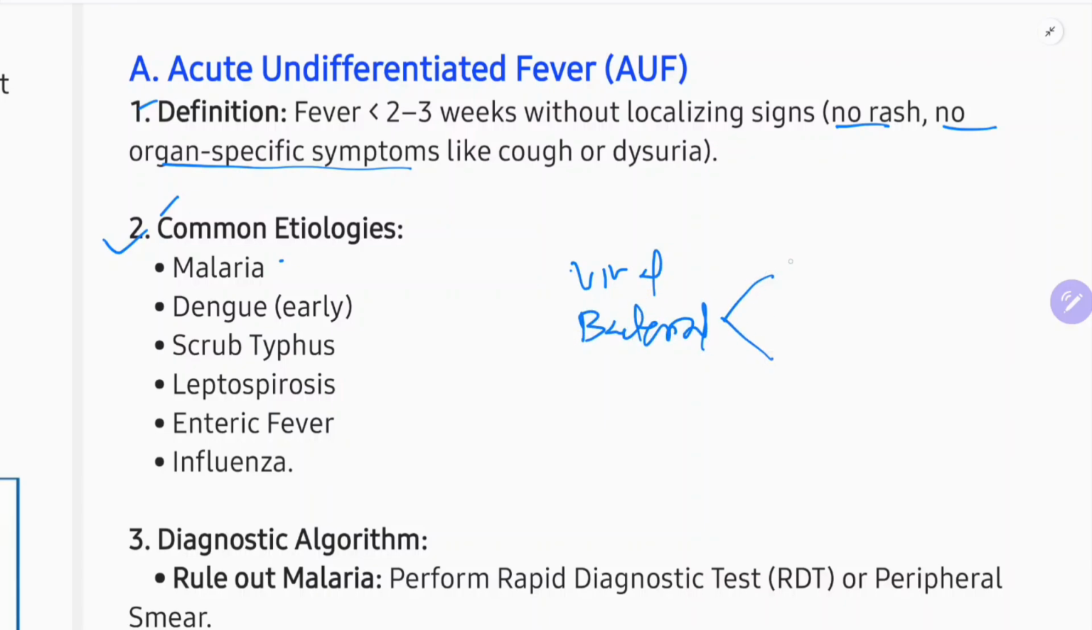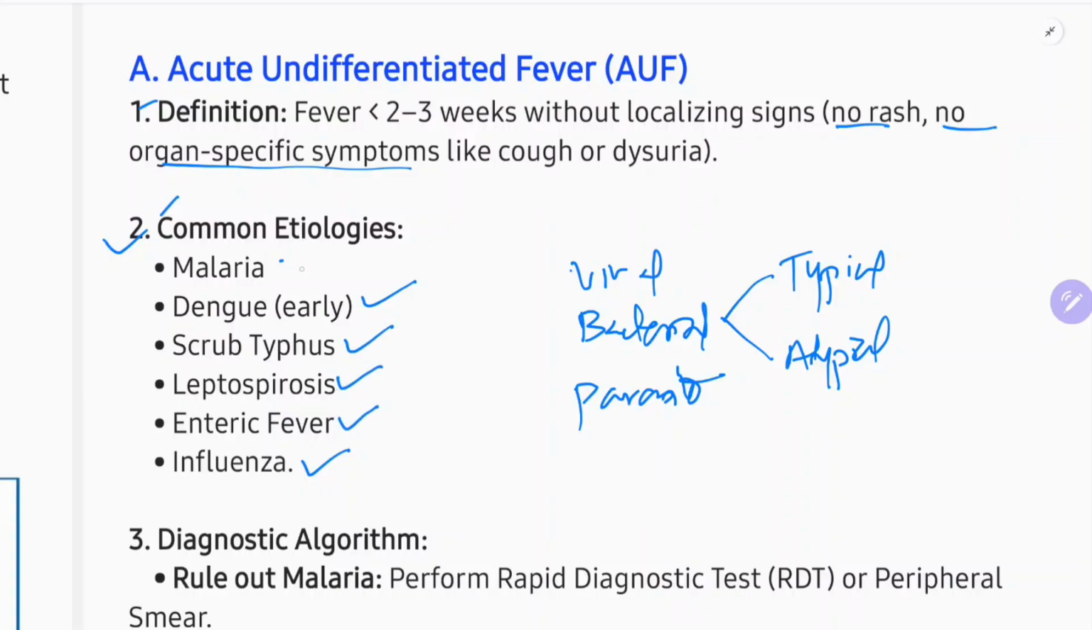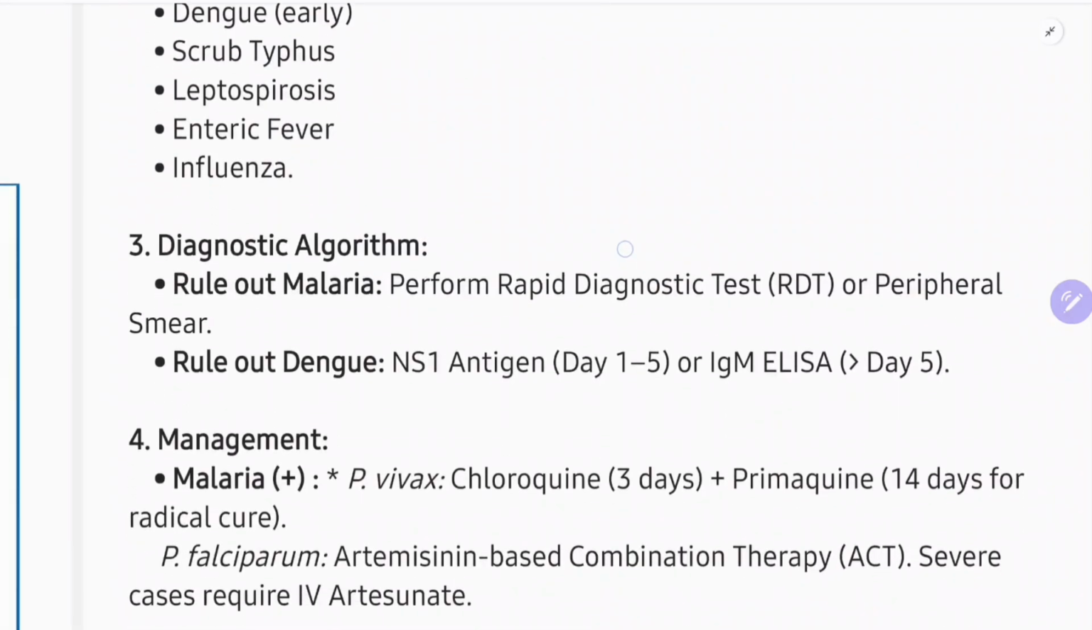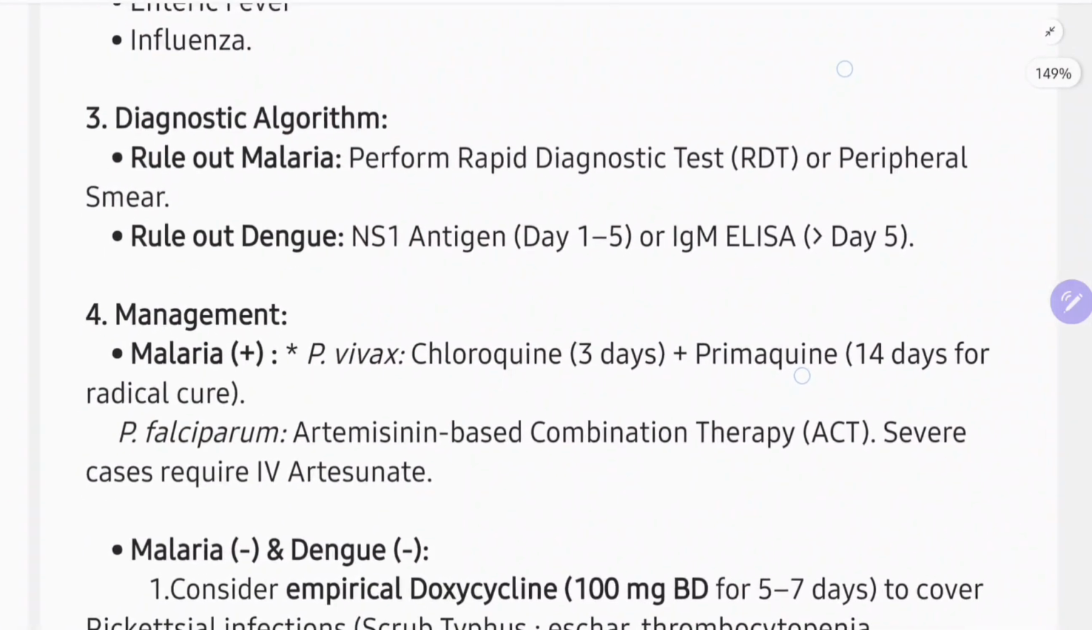In bacterial, you can classify it as typical, atypical, and parasitic. Viral, here you can think of influenza and dengue. Bacterial is enteric fever, leptospirosis, scrub typhus, and parasitic is malaria. So these are the common etiologies. Now, what should be the diagnostic algorithm?